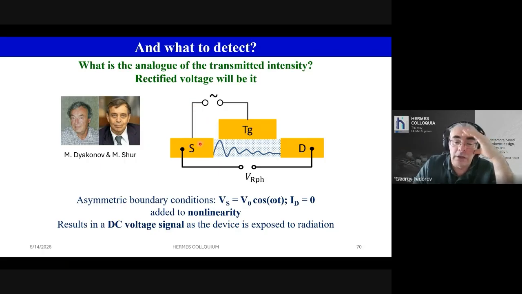couple radiation, terahertz radiation, with an antenna to the gate and one of its source or drain, actually let's talk about drain for clarity, you have asymmetric boundary conditions for terahertz frequency currents, and combined with some nonlinearity in this system, it gives rise to photovoltage.